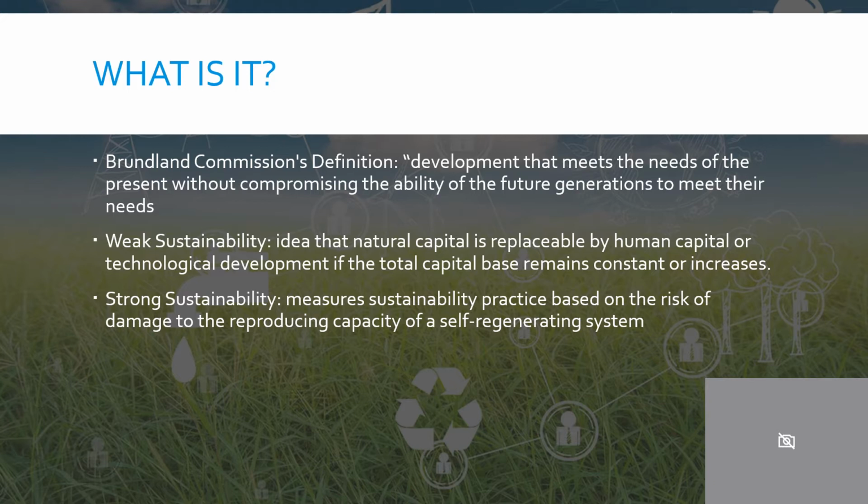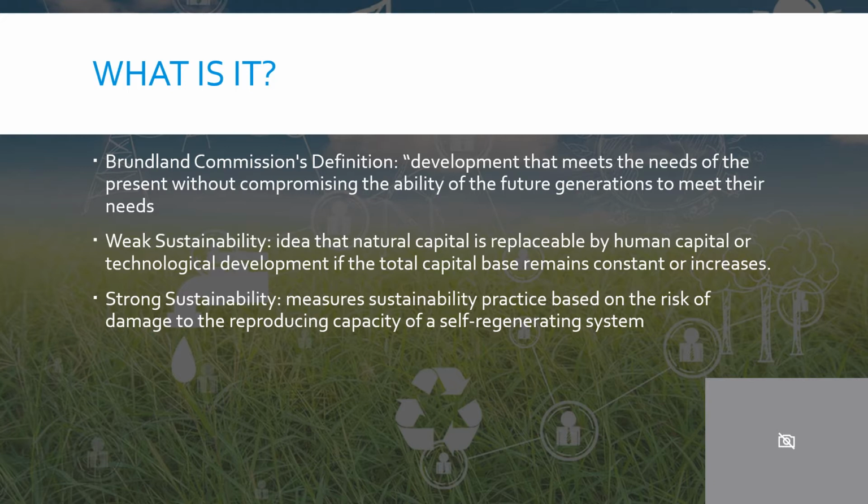To really break it down, though, there's two types of sustainabilities we're going to look at. The first one is weak sustainability, which is the idea that natural capital is replaceable by human capital or technological development if the total capital base remains constant. What this means basically is that the resource sufficiency approach, which is like an anthropocentric view, which means that recognition for biodiversity or moral values are minimal. So basically sustainability is met with the most minimal requirements.